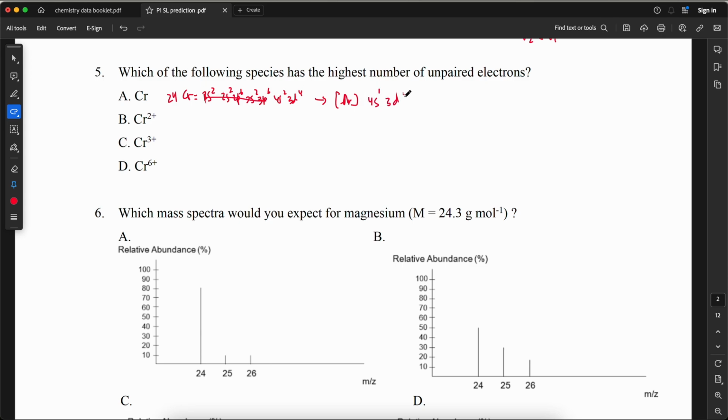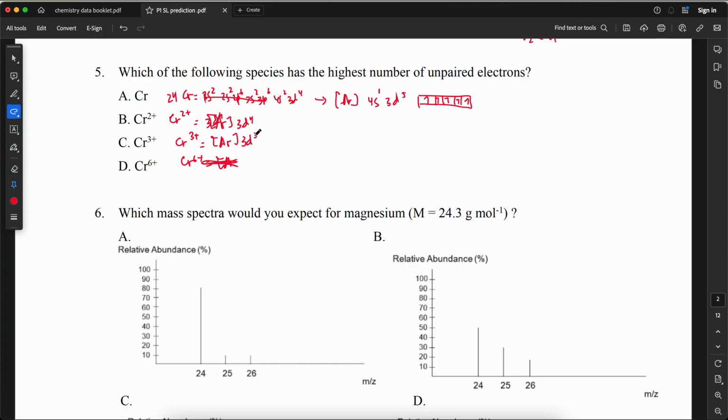4s1, 3d5. So in the orbital diagram, that will be 1, 2, 3, 4, 5 unpaired electrons. For Cr2+, remove 2 from this, so it will be 3d4. Cr3+ would be Ar 3d3, and this one will be Ar. So this is not the answer.